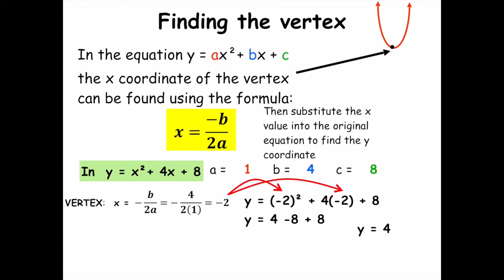So now I know my vertex. My x value is negative 2. My y value is 4. I got those directly from those red arrows there. All right, so we've just found the vertex of this one. Well, that's the hard part.